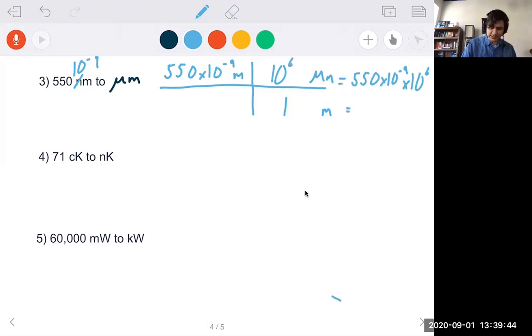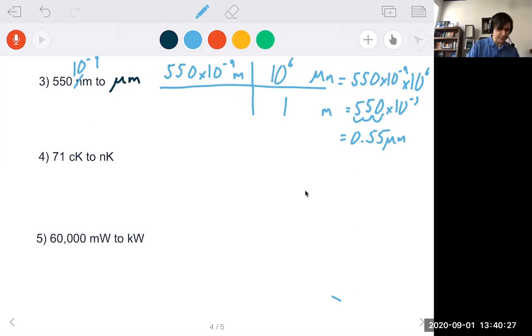What's 10 to the minus 9 times 10 to the 6? It's 10 to the minus 3. Minus 9 plus 6 is minus 3. 550 times 10 to the minus 3. That's 1,000th of something. So I'd have to hop this decimal place over 1, 2, 3 spots. So we get our answer equals 0.55. And I'm going to leave off that trailing 0. Micrometers, 0.55 microns. Hopefully that was easy to follow.